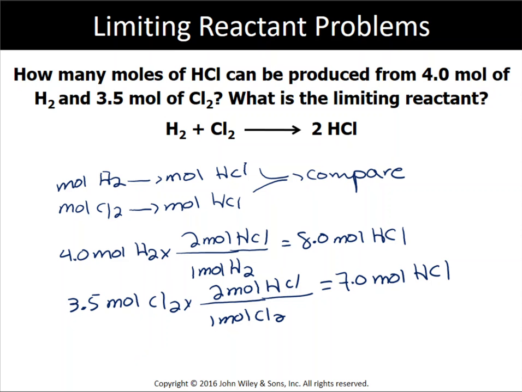So from here, what I interpret is that Cl2 is the limiting reactant. And if Cl2 is the limiting reactant, it means that H2 is in excess. Now, we still have to answer the question. It says how many moles of hydrochloric acid can be produced. So I say the maximum number of hydrochloric acid that can be produced is 7 moles of hydrochloric acid.